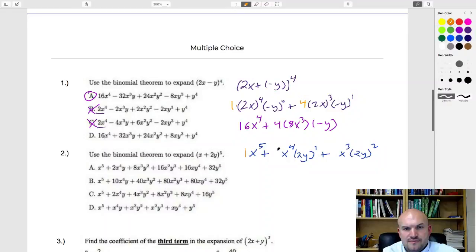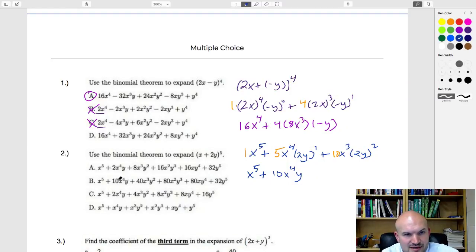So I have 1, 5, and 10. Okay, and now let's just go and simplify. So this is x to the fifth, which they all have. This is going to be 2y to the first, so that's just going to be 2y times 10, so that's going to be plus a 10x to the fourth y.